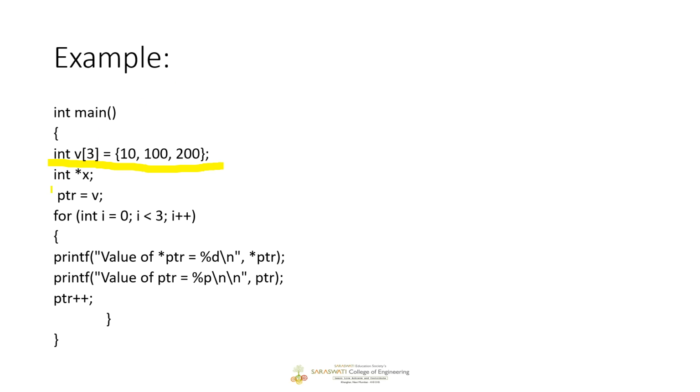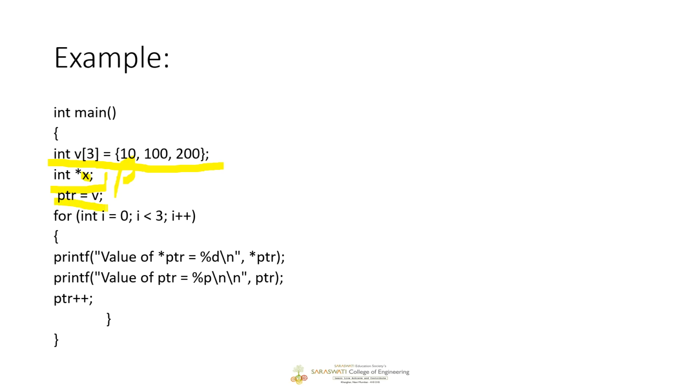Next, I have taken a pointer type variable. Don't assume it as x, I have taken a pointer type variable ptr. How do you identify that this is a pointer type variable? We identify it because of this star. Now, what are we storing in this ptr? In this ptr, we are storing v.